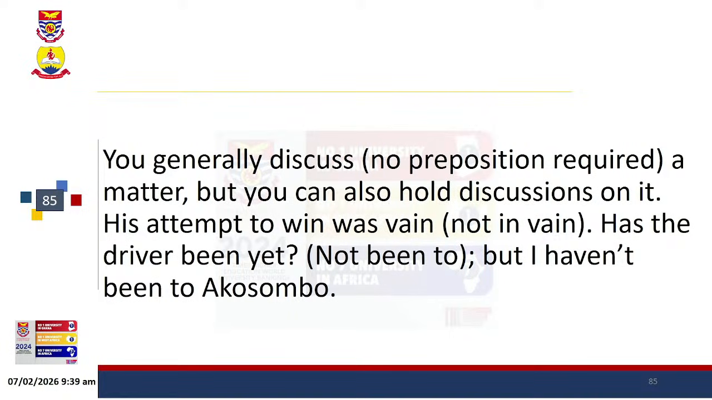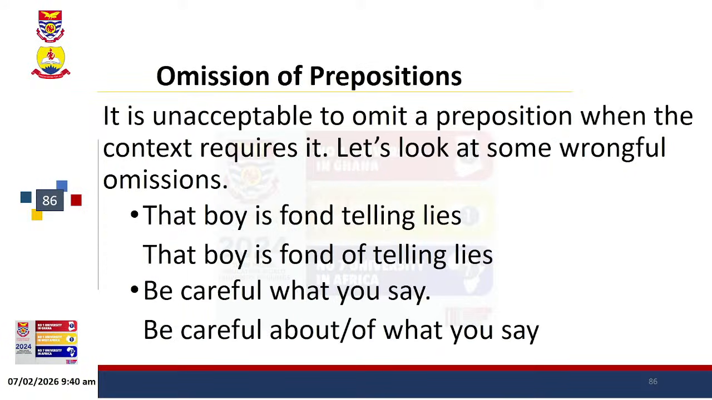His attempt to win was vain. But you can also say, has the driver been yet? Has the driver been yet? Not been to. But I haven't been to Akosombo. You can say, I haven't been to Akosombo. It means you haven't gone there before. Good. There are times we also need to omit the prepositions.